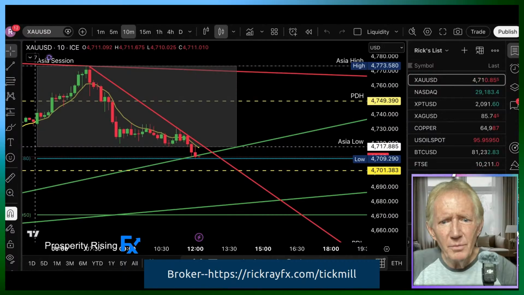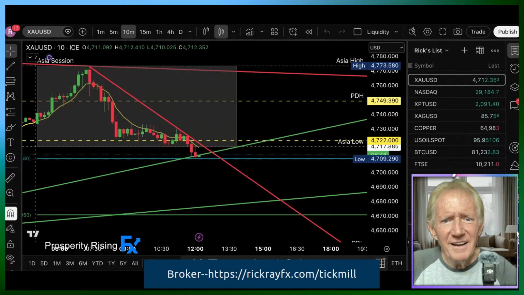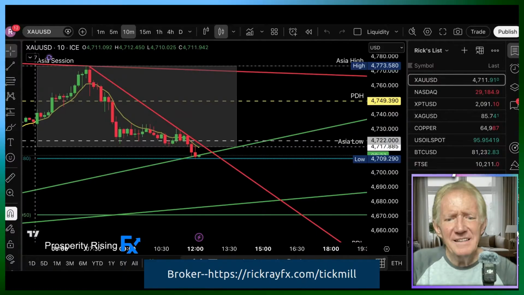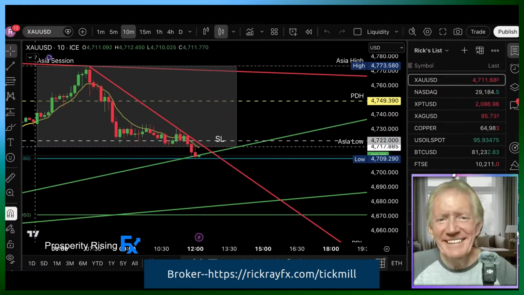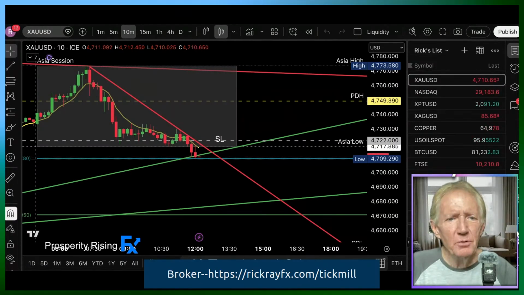47.20. Nope, wrong there. 47.22. And we'll just change the color on that a little bit. Okay, that's my stop loss. And let's see if it will go. Okay, anything can happen. Gold is bearish, actually neutral right now on the 4-hour chart.